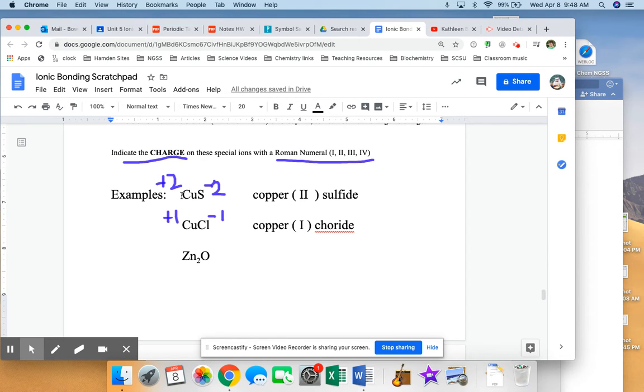This one had 1 copper, but it had a Roman numeral 2. This one had 1 copper, it had a Roman numeral 1. How do you figure it out? You got to balance the charge. Figure out what the negative is. Figure out how many positives you need to balance it. Let's look at this one.